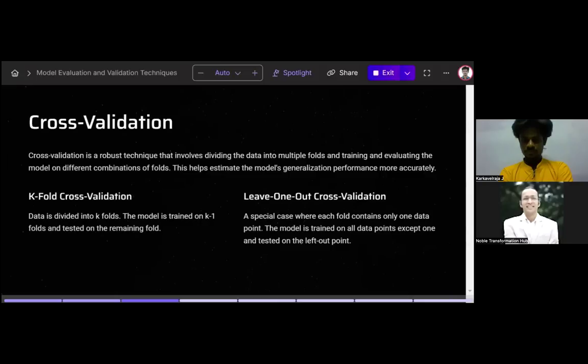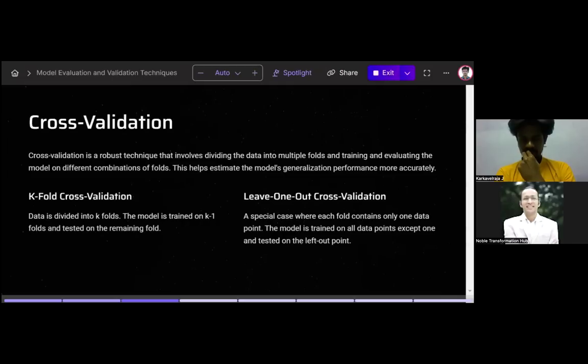Similarly, here cross validation will happen based on data. You are doing it physically, so maybe you will not feel that way, but that is data also. Here the model will do the same thing, but the data is huge. Cross validation is a robust technique which involves dividing data into multiple folds. There would be multiple folds that you need to understand, with training and evaluating on different combinations of folds. It helps to estimate the model's generalization performance for more accuracy.